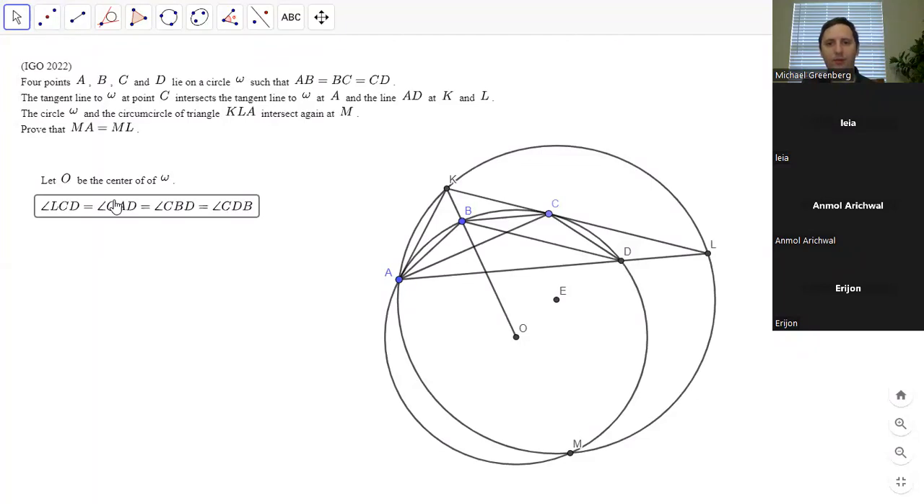LCD, and so this proves that KL is parallel to BD.